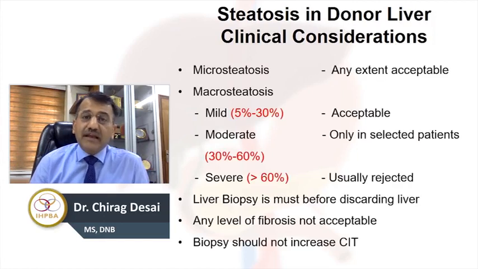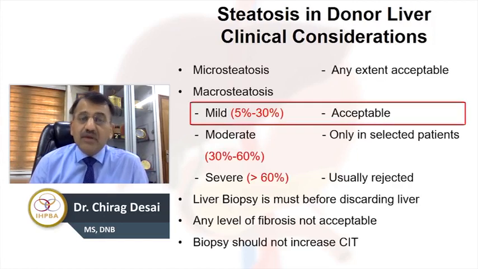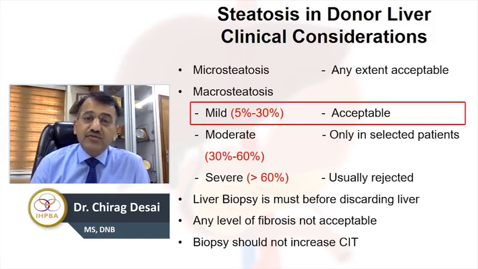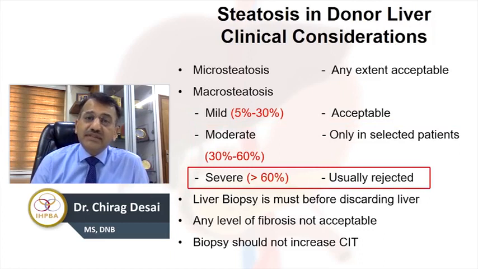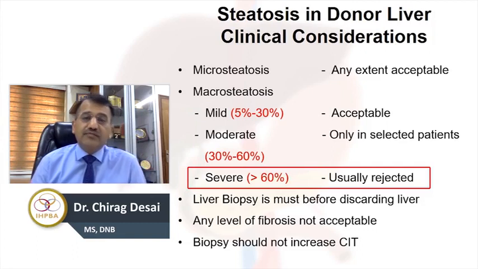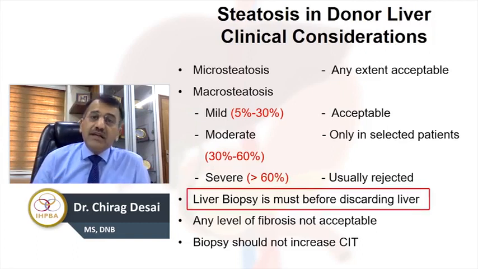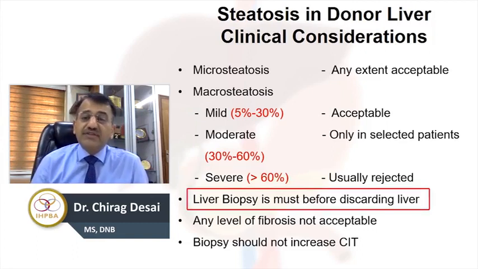Any extent of microsteatosis is acceptable. Mild steatosis, that is 5 to 30%, is acceptable. Less than 5% is considered normal. Moderate steatosis can be accepted in a very, very select group of patients where other factors are not there and the donor recipient is otherwise stable and the cold ischemia time is very, very less. Severe steatosis, that is more than 60% of fat content, is usually rejected in view of the very high incidence of primary non-function or direct non-function. Liver biopsy is a must before discarding the liver.